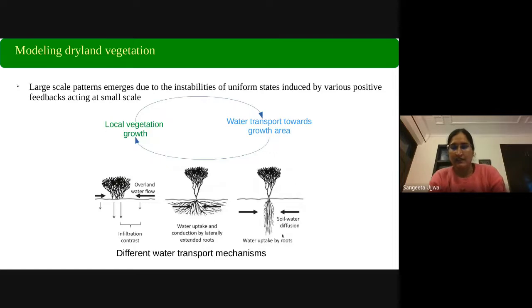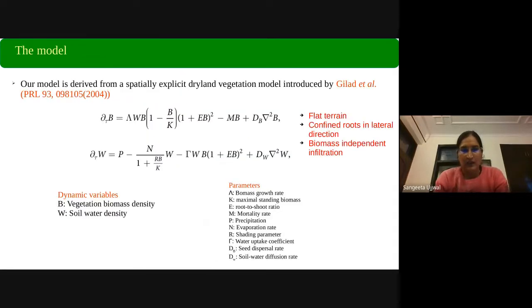Similarly, there is another feedback that includes soil water diffusion. If there is more uptake of water by the roots, then there is more soil water diffusion. And if there is more soil water diffusion, then plants are able to take more water from the ground. So these feedbacks were taken into account while formulating this model.